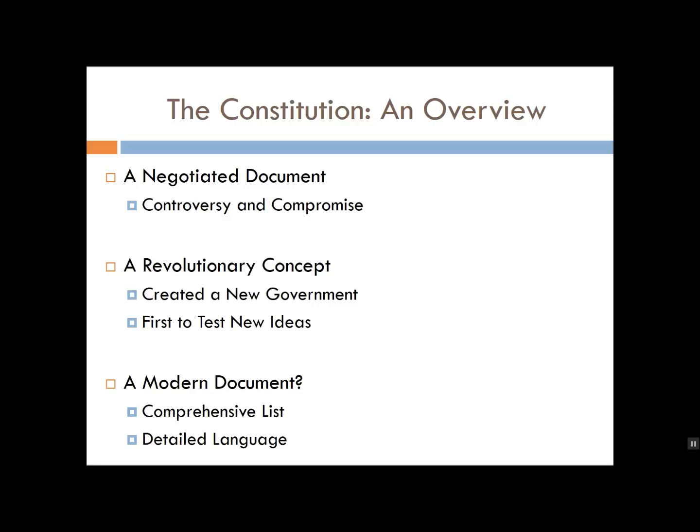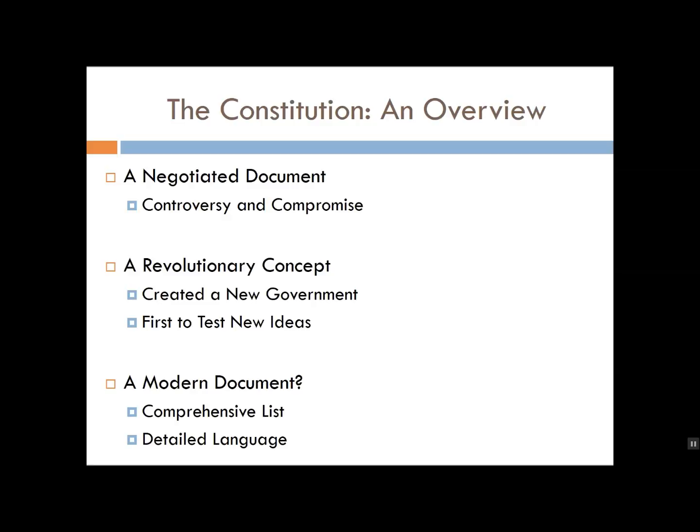Now, let's be clear. This is not necessarily a bad thing. Some people would argue that the very brevity and vagueness of our Constitution is the key characteristic which has allowed it to stay relevant for so long, that it is because of this brevity and because of this vagueness that our Constitution continues to survive and thrive in the modern environment. But, whether it's good or bad, understand that it is different, that it is not modern, even though it was, and arguably still is, somewhat revolutionary.